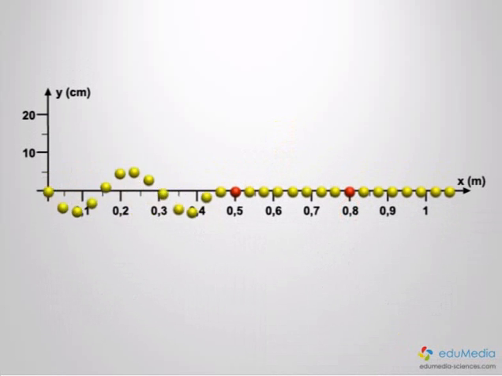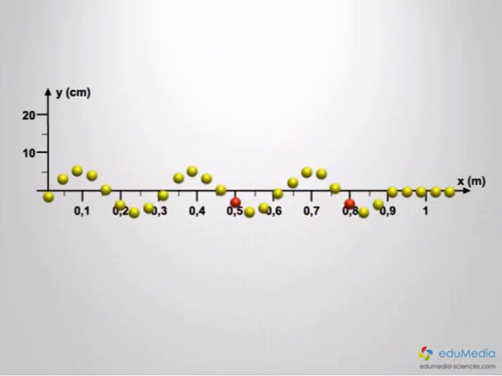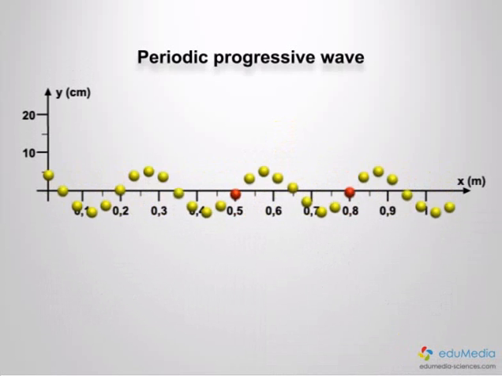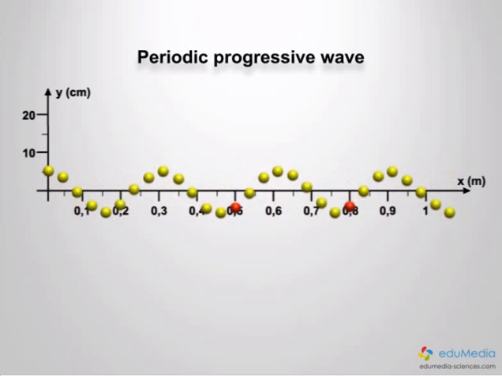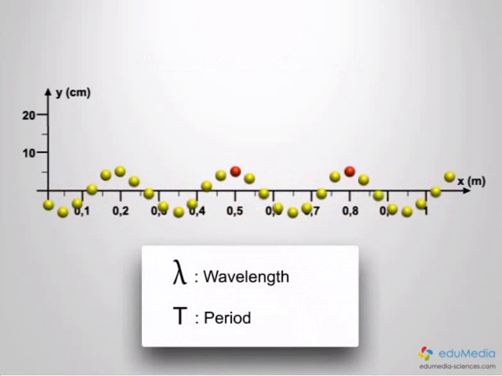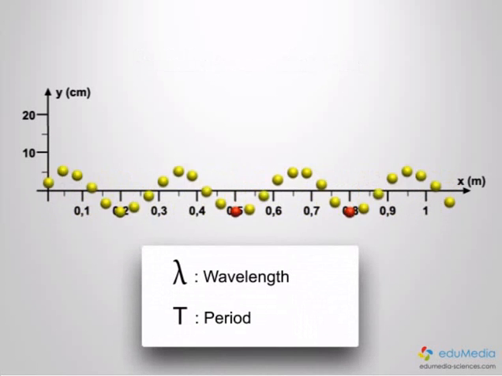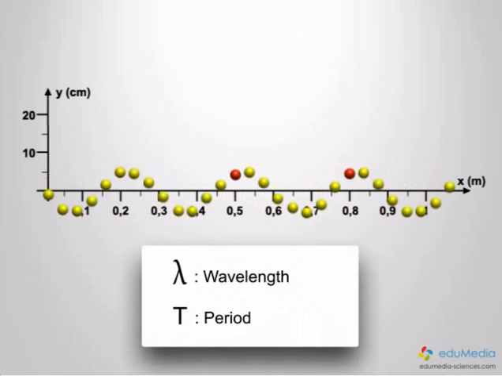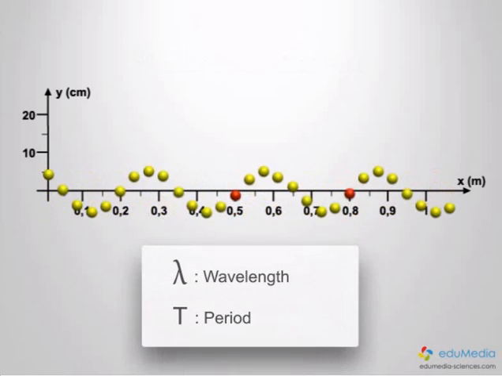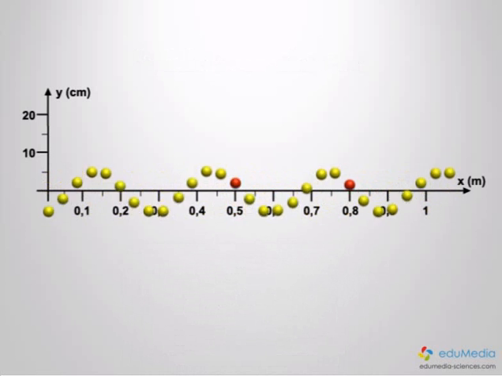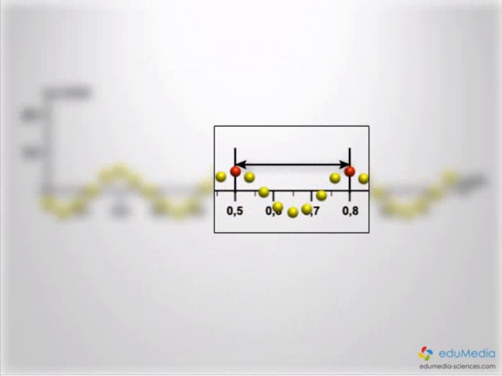If the source of excitation is periodic, the wave that is propagated is a periodic progressive wave. Let's study the sinusoidal wave. It is characterized by a double periodicity, a spatial periodicity that we call the wavelength, and a temporal periodicity, which is its period. To measure the wavelength, let's freeze time and measure the distance that separates 2 consecutive peaks.